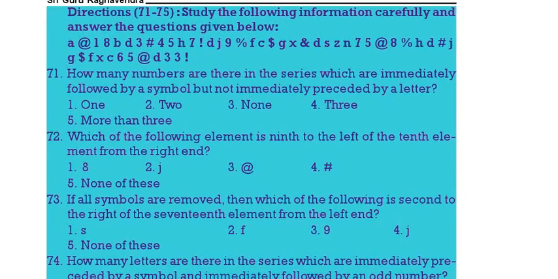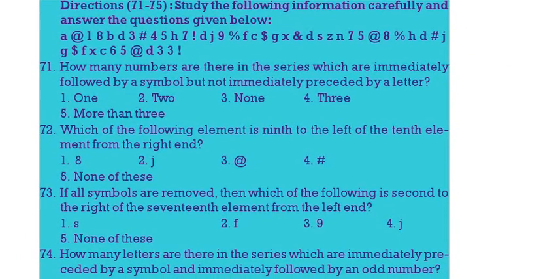Here one letter number symbol series is there. You have to answer the question based on this letter number symbol series. See the first one. How many numbers are there in the above series which is followed by symbol but not preceded by letter? So number symbol should be there, but it should not be preceded by letter. So in how many cases are we getting?